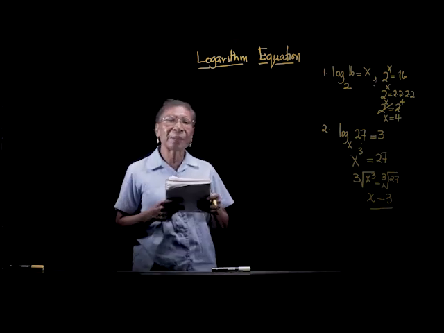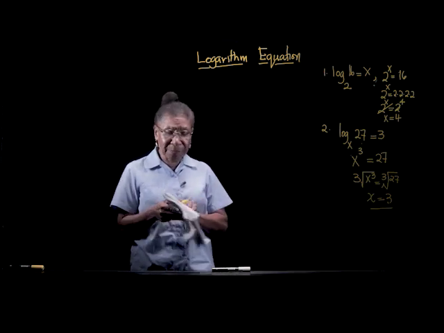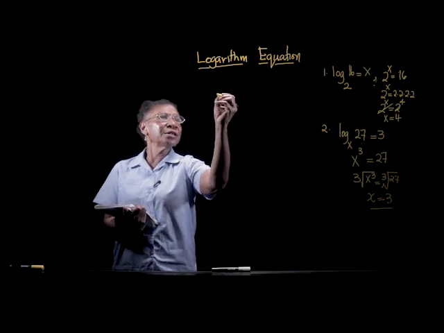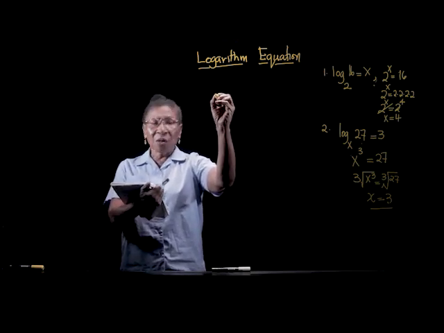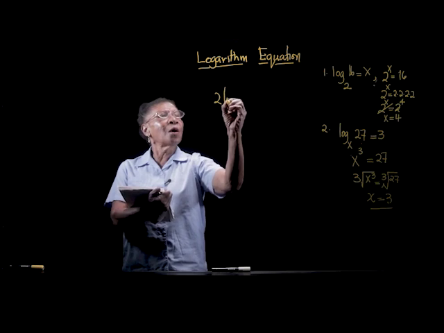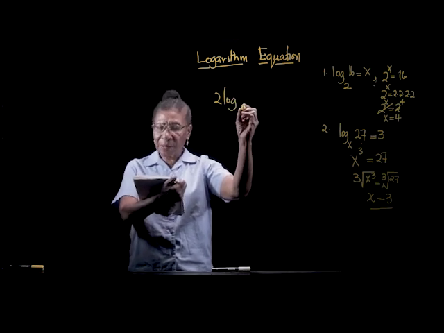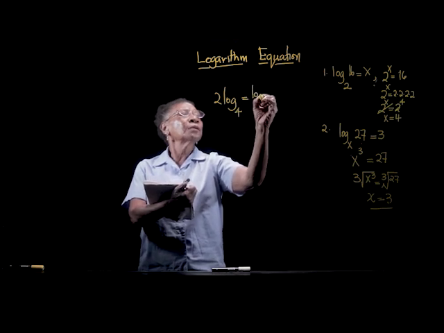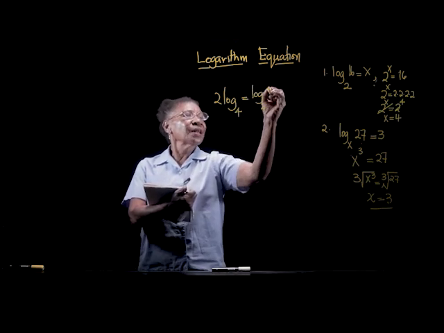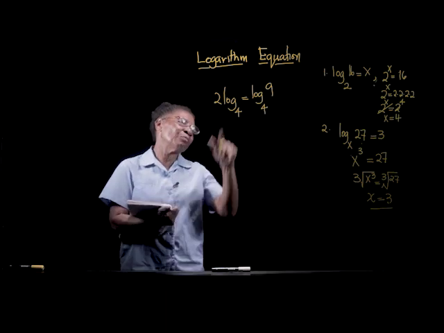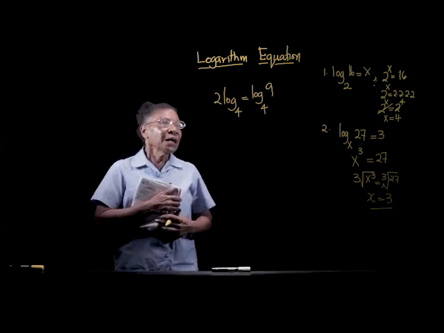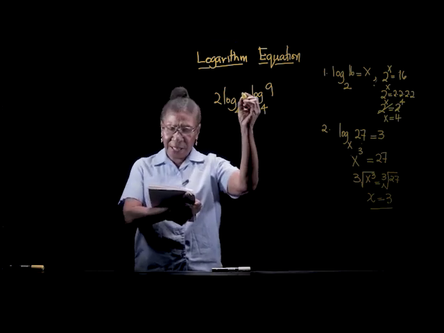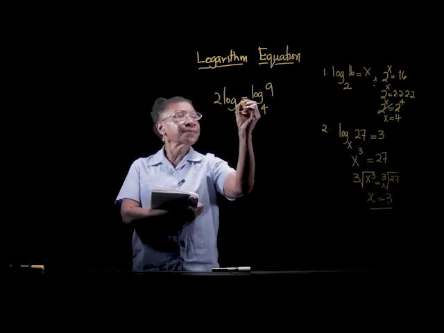Let's look at example number 3. In example number 3, we have an equation that looks like this: 2 log base 4 of x is equal to log base 4 of 9. If that is correct, the base is 4, and this is the unknown x.